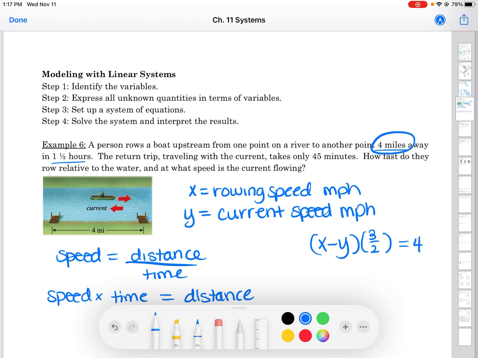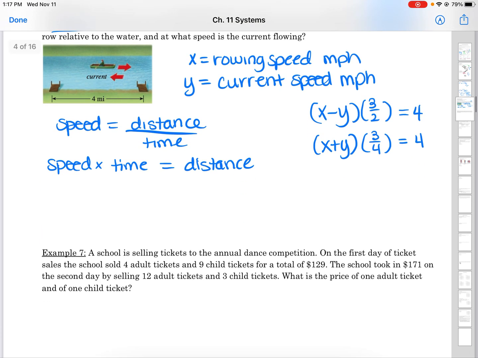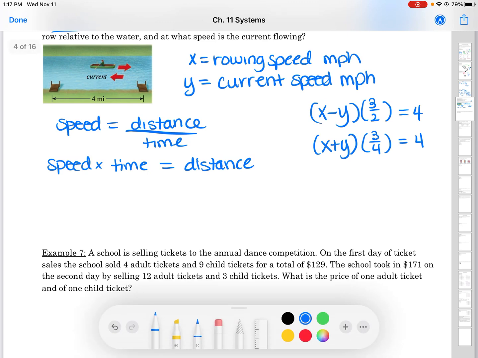The other one we have is x plus y, and that is going to be 45 minutes, so that's 3/4 of an hour. And again, that's going to give us 4 miles. So the current helps us when we're going with the current, and when we're going upstream, the current hurts us. All right, so let's distribute that number to both of these. Actually, you know what might be easier is let's multiply to get rid of the fraction entirely.